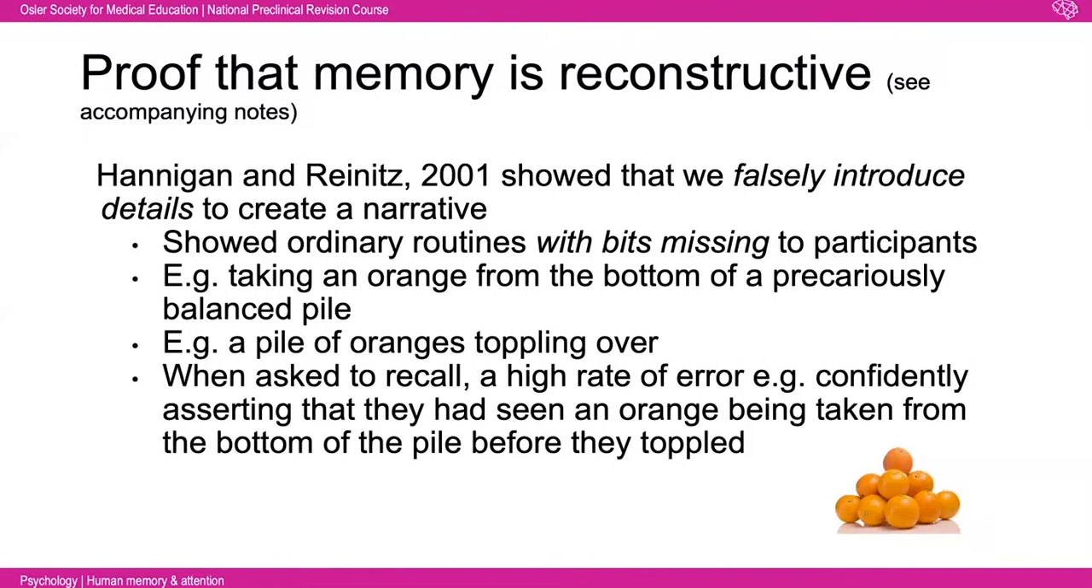There's another example which is quite famous, which I haven't included in here, which is the example of people being asked to recall having been shown videos of car crashes, and their reconstructive memory could be really easily influenced by the way in which the questions were asked about the recall. So if they were asked what happened when the cars smashed together, they were more likely to report that there'd been broken glass on the road, for example.